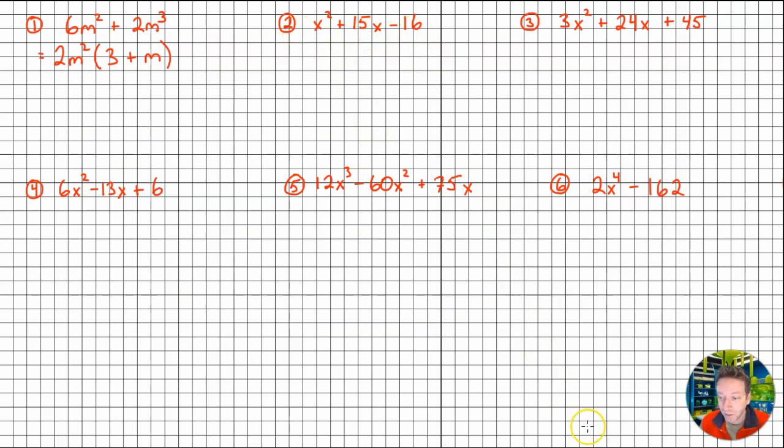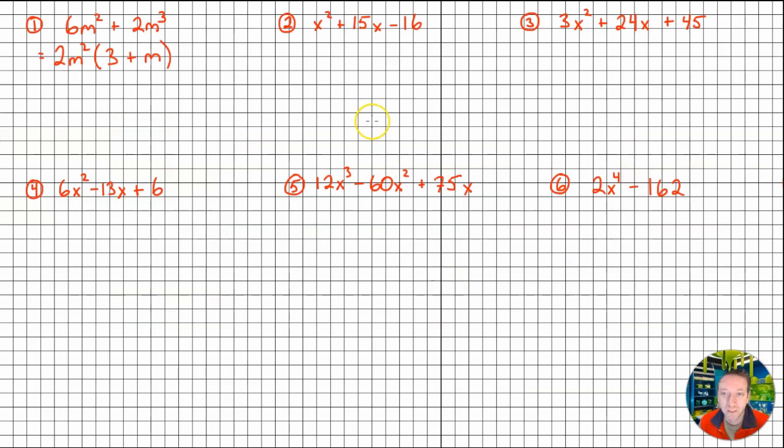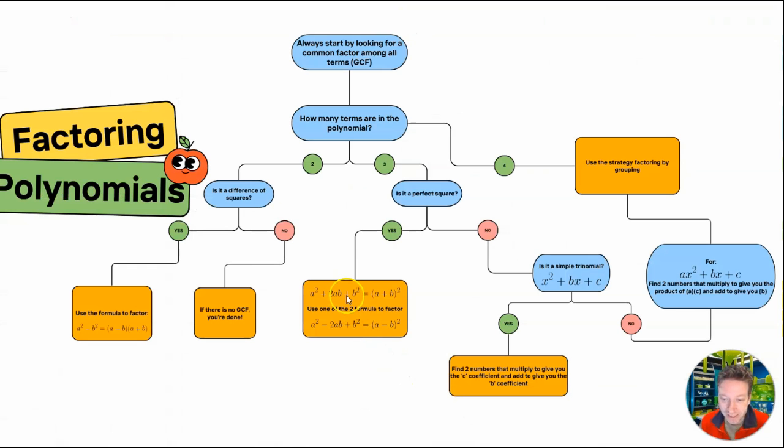Question 2. Okay, first step, look for a common factor. I don't see any. So next, how many terms are there? Well, there's 3. Is it a perfect square? Meaning, is it one of these formulas? So is this a perfect square? The answer would be no. Here we have a negative in front of the 16, and we can see in our equations that's not possible. So no, this is not a perfect square.